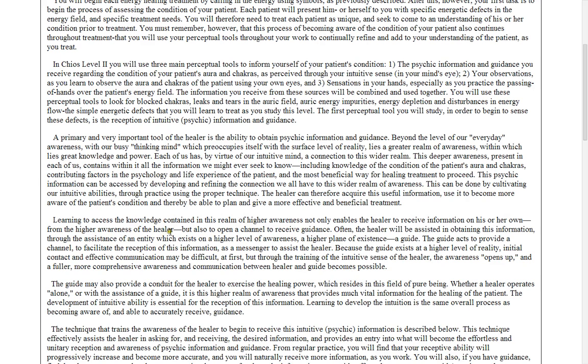Learning to access the knowledge contained in this realm of higher awareness, the almighty I am, the highest self, the universal consciousness, the unity consciousness, the unconscious. So learning to access the knowledge contained in this realm of higher awareness not only enables the healer to receive information on his or her own I am from the higher awareness of the healer's I am, but also to open a channel to receive guidance from I am.